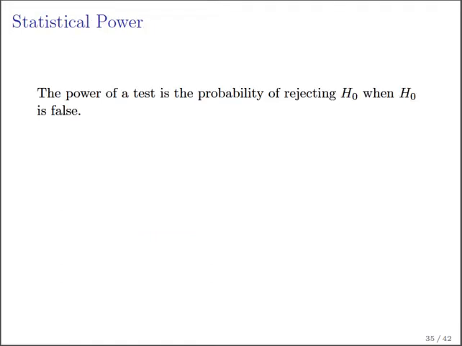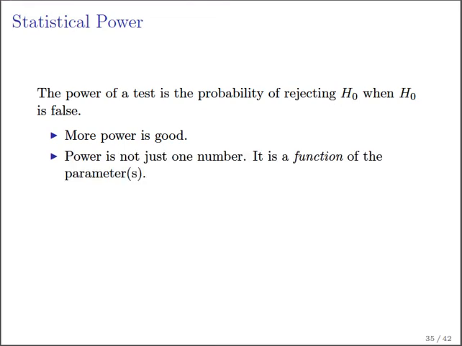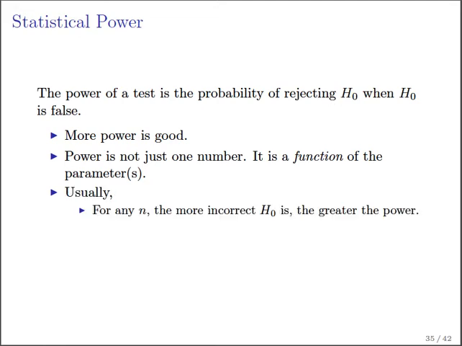Statistical power, right? It's the probability of rejecting the null hypothesis when the null hypothesis is false, and more power is good in a statistical world. Because if the null hypothesis is false, you want to have a high probability of drawing the correct conclusion, rejecting it. And it's not just one number. It's a function of the parameters. Every parameter value potentially yields a different value of power.